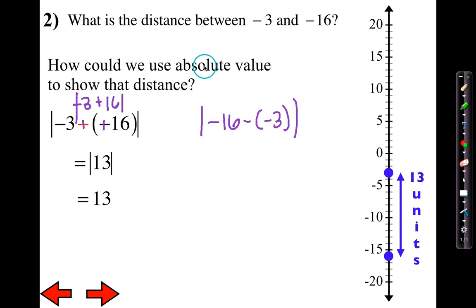Since it's subtraction, we're going to add the opposite. And then there you would be left with the absolute value of -13, which would then give you just 13. So once again, please remember when you're trying to find the distance between two numbers, when you're finding the difference between the two numbers, it doesn't matter the order. You'll still get the same answer.